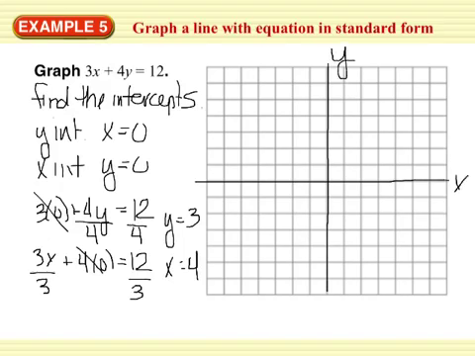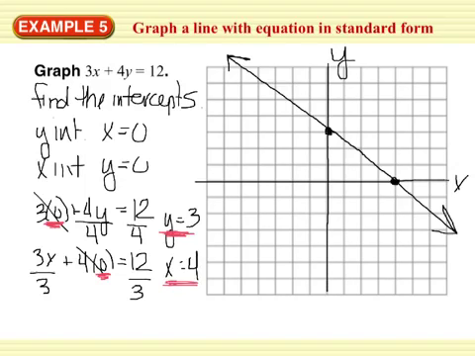Y is going to be 3. 1, 2, 3. And x was 0. So I have x was 0, y is 3. And my next point, x is 4. 1, 2, 3, 4. And if you look, I had x is 4, y is 0. Now I can just draw a straight line with my straight edge, not a hand-drawn line. And I have my line.